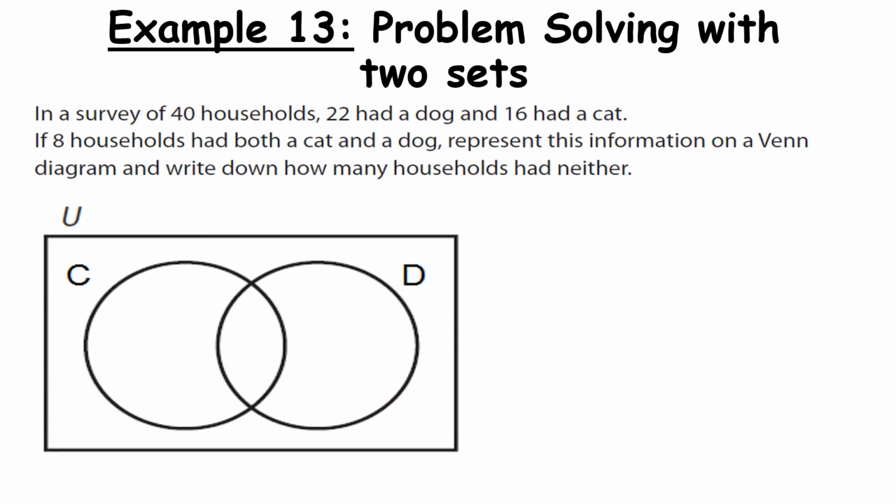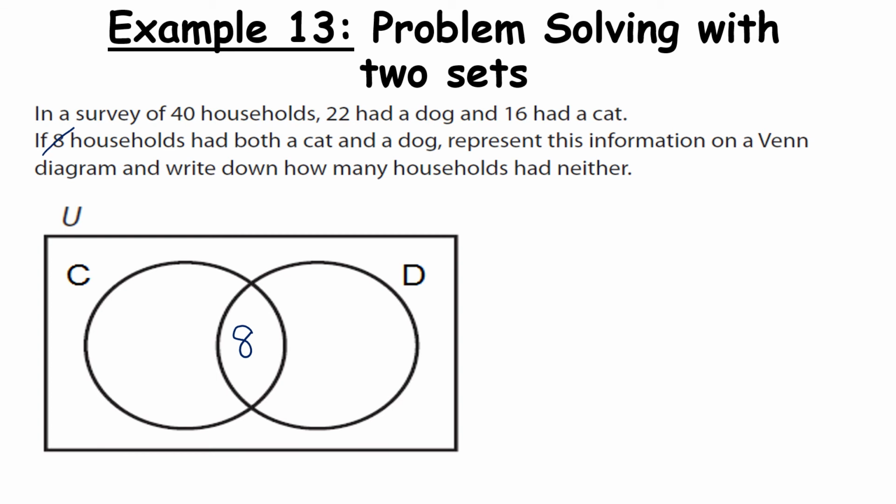So example 13. In a survey of 40 households, 22 had a dog, 16 had a cat. If 8 households had both cats and dogs, represent this information on a Venn diagram. Okay, so the first thing we're going to do is fill in a Venn diagram from the center. So we know that 8 households had a cat and a dog. I'm going to cross this off as I use it. Now, I don't put a dot because that is not the number 8 as an element. That represents there are 8 household names that should go there. But this is just an easier way to work it.